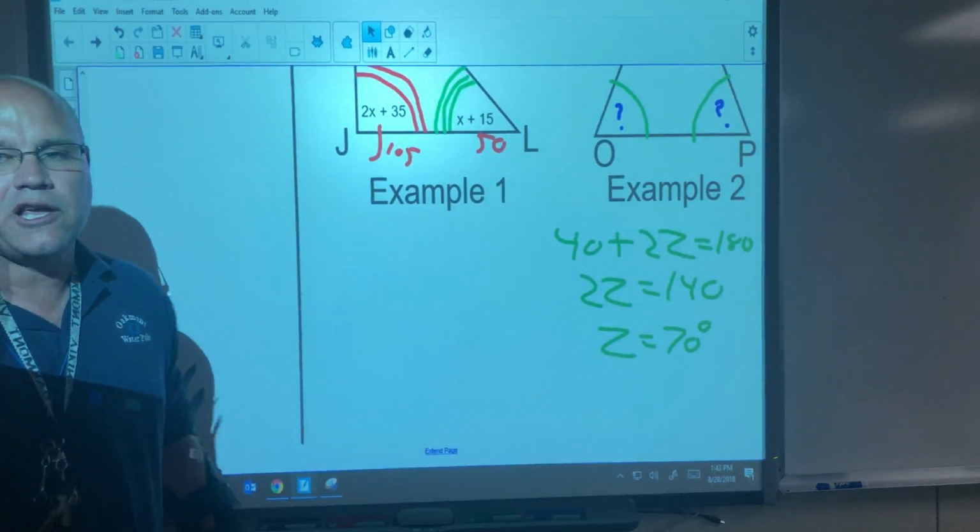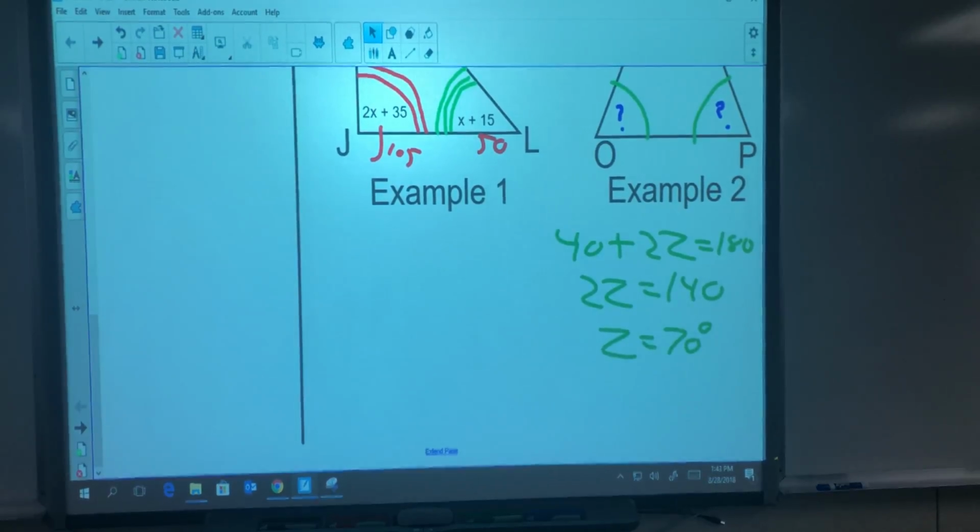Those are good examples for how you will be using the Triangle Sum Theorem in this course.